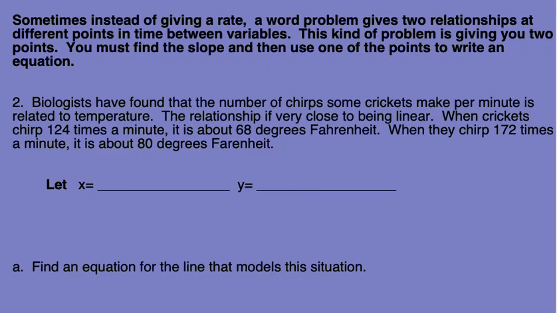All right, but sometimes instead of giving you a rate, a word problem gives you 2 relationships at different points in time, and they don't give you something that represents a slope. So this kind of problem is giving you 2 points. You must find the slope and then use one of the points to write an equation. All right, so here's one. Biologists have found that the number of chirps some crickets make per minute is related to temperature. The relationship is very close to being linear. When crickets chirp 124 times a minute, it's about 68 degrees. When they chirp 172 times a minute, it's about 80 degrees.